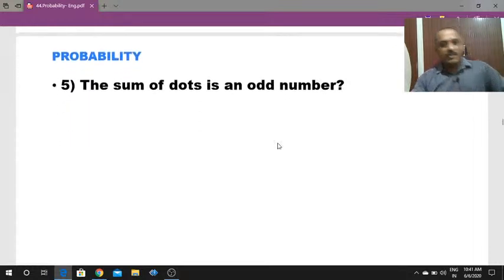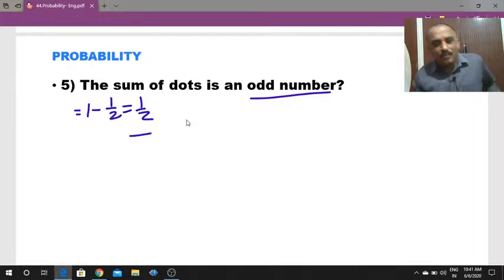Now the next one, the sum of dots is an odd number. What is an odd number? A number which is not even. So here, one direct method: we already completed the even number. Now for odd number, probability is 1 minus even. 1 minus even is 1 by 2. This is one method. Or one more direct method: if a person throws 2 dice, the sum of dots may be 2 or 12.